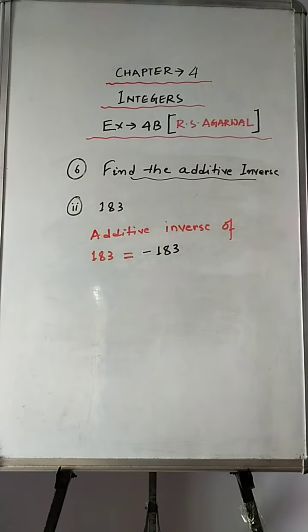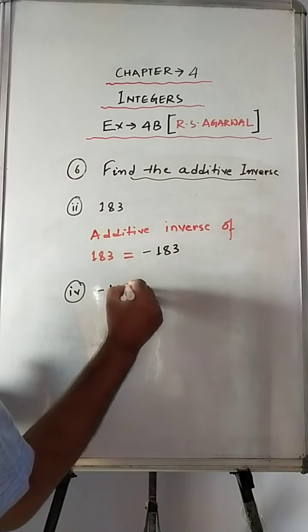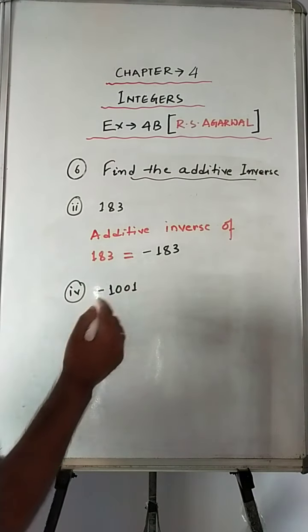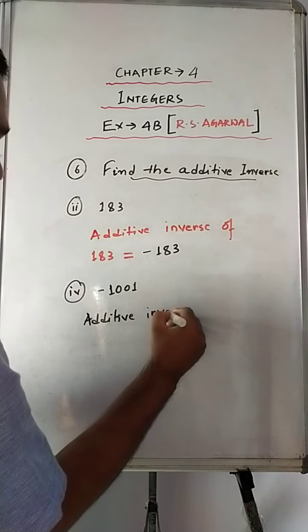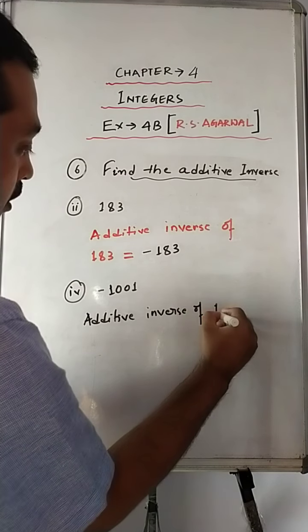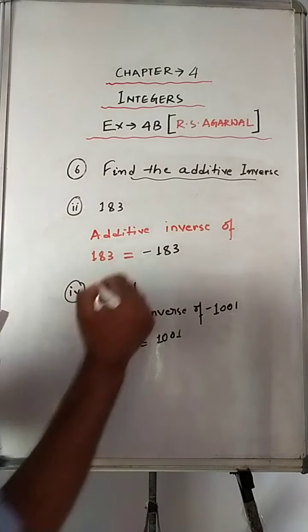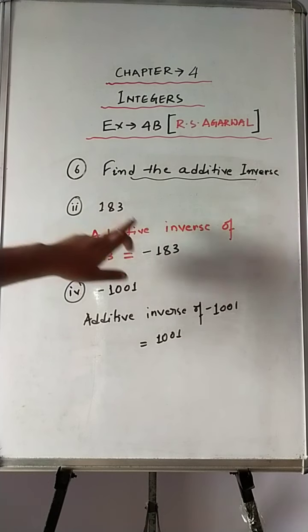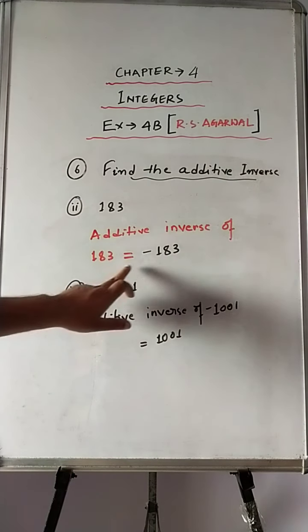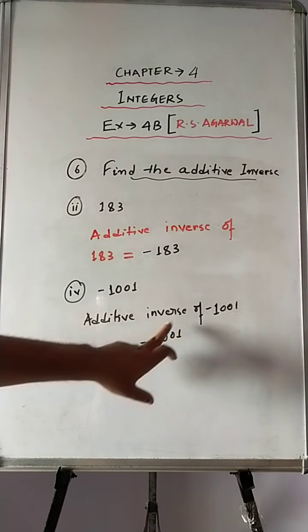Understood? And if in case the number is in the minus form, suppose question number 4, minus 1001. So what will be the additive inverse of this? You will write additive inverse of minus 1001 would be equal to what? The positive form of the number. Very easy. When the number is in the plus form, you write it in the negative form, and when the number is initially in the negative form, the additive inverse of that number would be, you have to write it in the positive form.